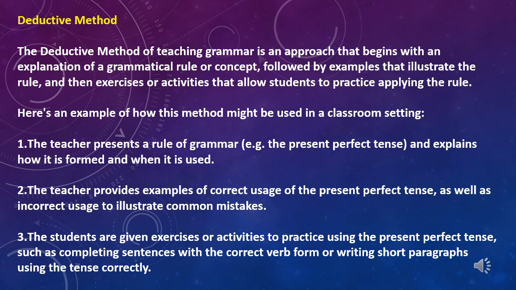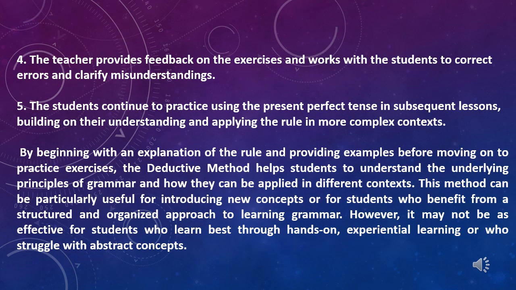2. The teacher provides examples of correct usage of the present perfect tense, as well as incorrect usage to illustrate common mistakes. 3. The students are given exercises or activities to practice using the present perfect tense, such as completing sentences with the correct verb form or writing short paragraphs using the tense correctly. 4. The teacher provides feedback on the exercises and works with the students to correct errors and clarify misunderstandings. 5. The students continue to practice using the present perfect tense in subsequent lessons, building on their understanding and applying the rule in more complex contexts.